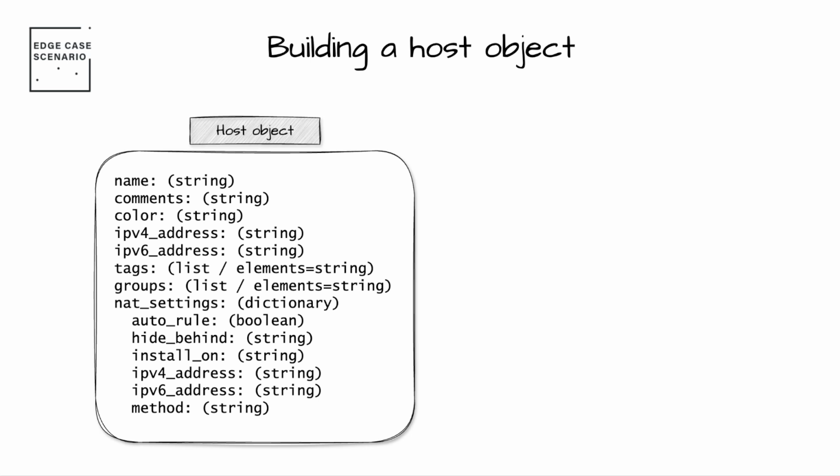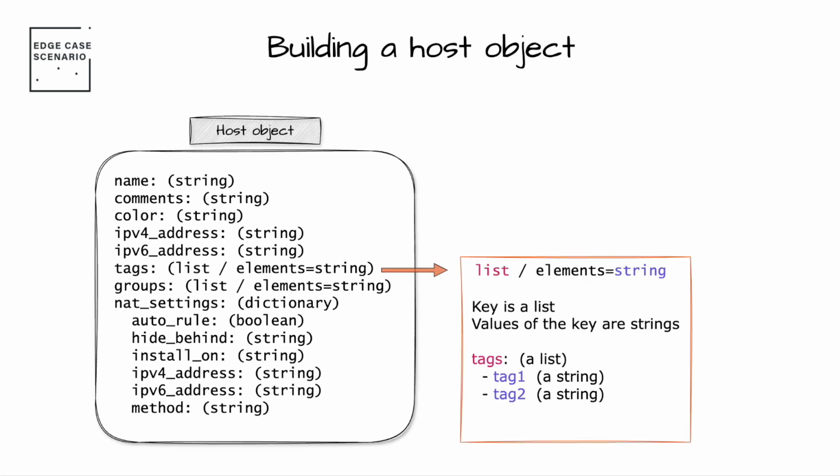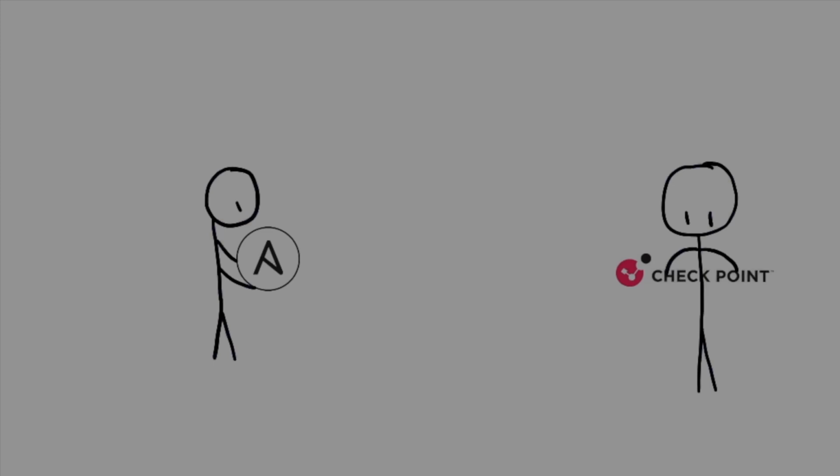The descriptions to the right of the keys are the object types for those keys. Most of these keys are just string types: name, color, comments, and so forth. Some of these are a list type. For these, you see the description is list/elements equals string. You'll see this in Ansible module documentation as well. This means the key itself is a list, but the items of the list are string type.